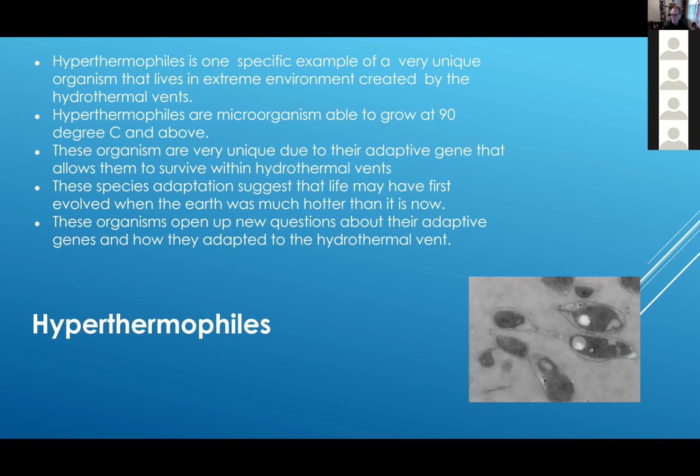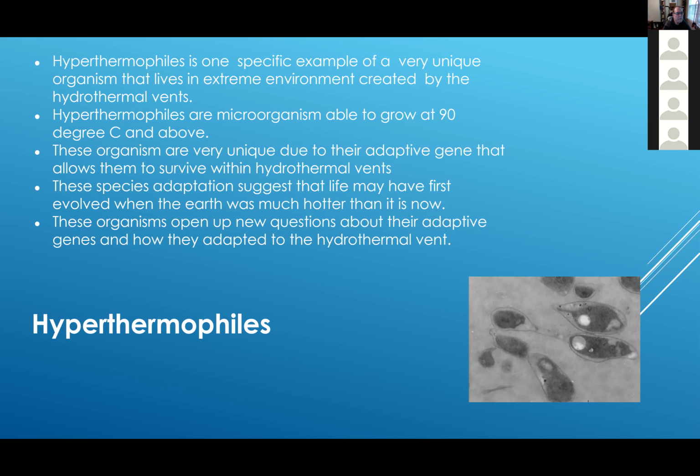Because of all of this, it allows for new organisms that are very unique and can adapt to such a unique environment. One example would be these microorganisms called hyperthermophiles, which are very unique for their ability to survive in such a harsh environment. The temperatures can range, but do reach up to 90 degrees Celsius and above, which is crazy to think about, an organism can even survive at that level. But they're so unique to that ability to adapt to such a harsh environment.